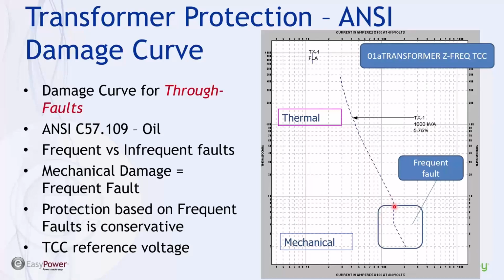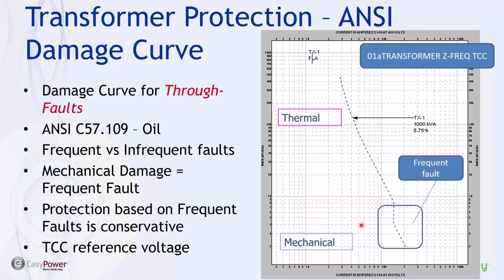And so this jagged plot, which comes out to be less current, is regarded as a frequent fault curve. So the damage curve is again for through faults, and we have the ability to select frequent versus infrequent. The frequent fault curve is this jag down at the bottom. The infrequent is the extension of the 100% damage curve.